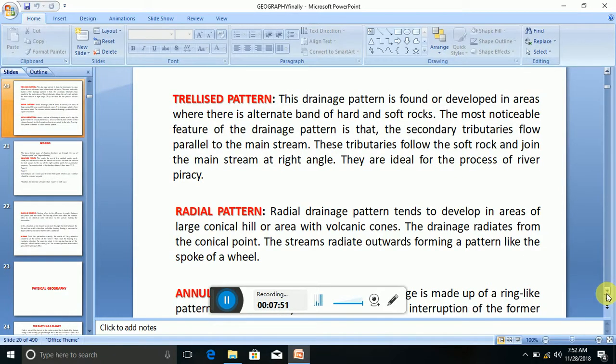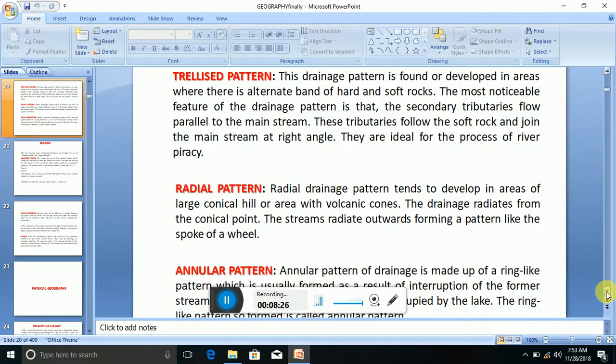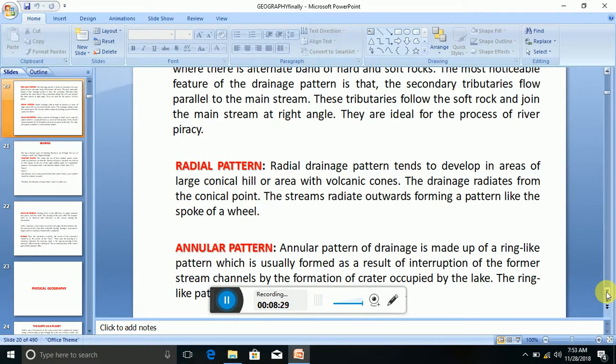So those are the major types of drainage patterns. We have the dendritic pattern, the trellised pattern, the radial pattern, and the annular. Dendritic, whenever there is evenly distributed rock and tributaries joining the mainstream at oblique angle. Trellised, when there is alternate band of hard and soft rock joining the mainstream at right angle. Radial, when there are volcanic cones or a large hill in the path of the river. And annular, when there is a formation of a crater occupied by a lake.